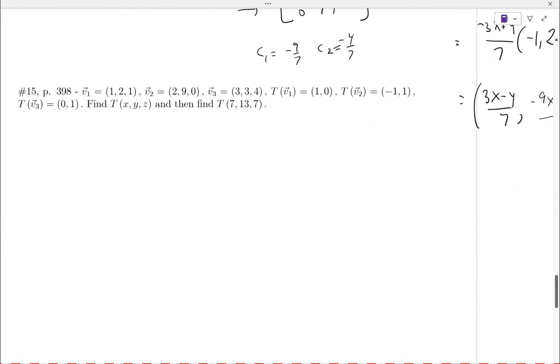Here's the setup that we have. We've got 3 vectors in R3. We know what the transformation does to each of those basis vectors and sends them to a vector in R2. It asks us to find the general rule. So what augmented matrix did we set up that we want to row reduce to start with?